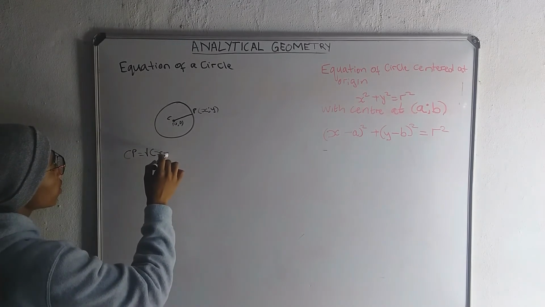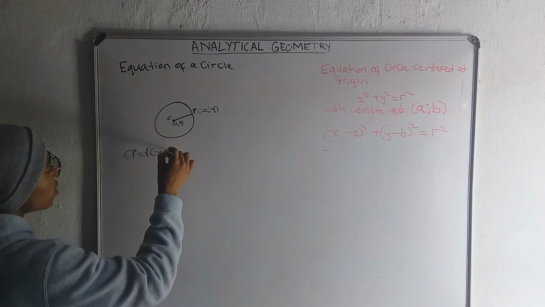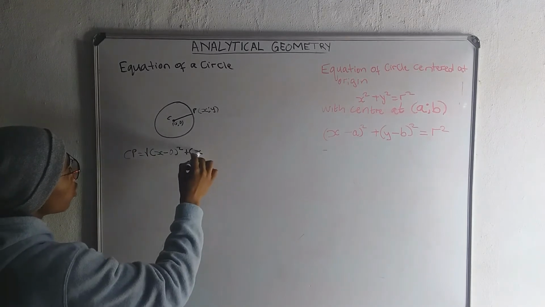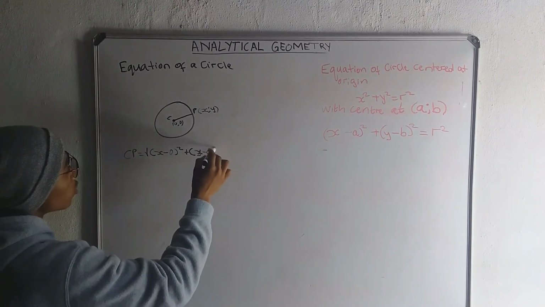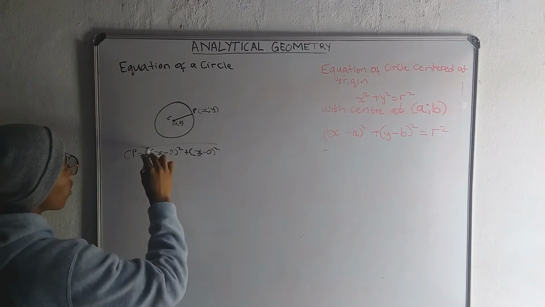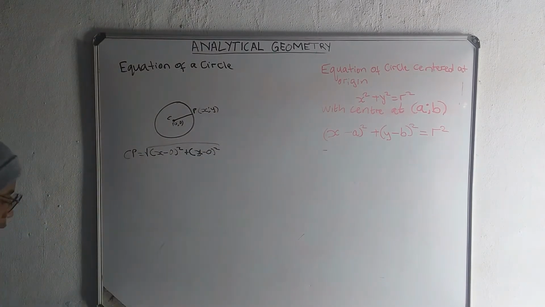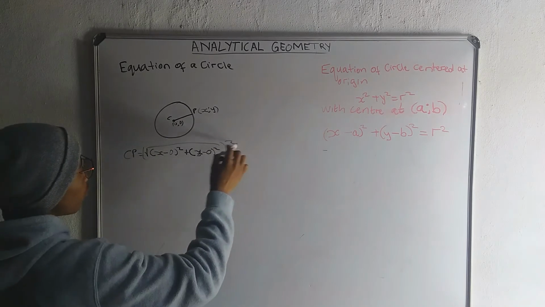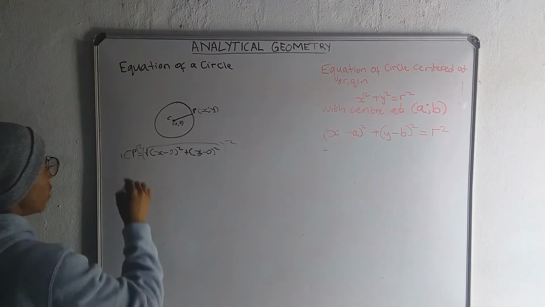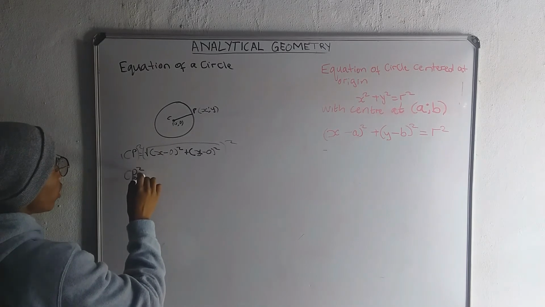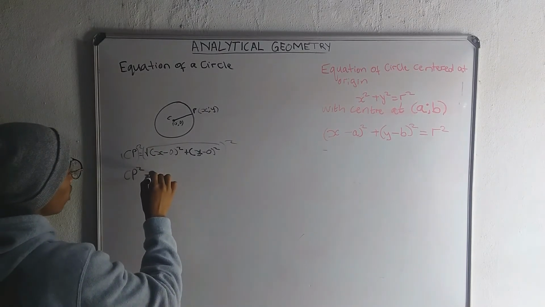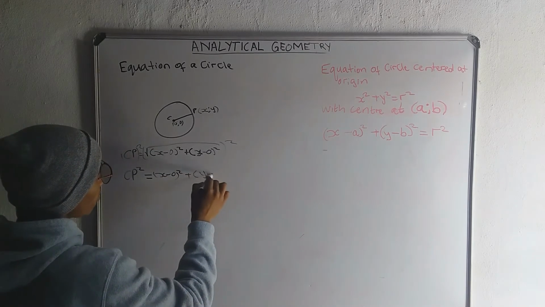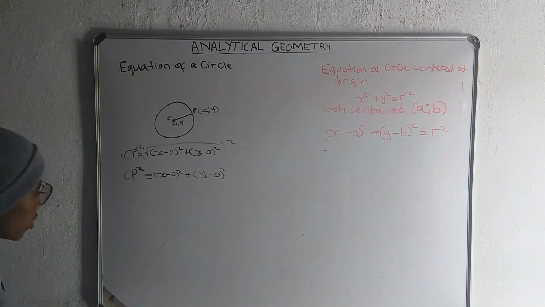(x minus 0) squared plus (y minus 0) squared. So what we do, we get rid of the root. And then how do we do that? We square it, leaving us with CP squared equals (x minus 0) squared plus (y minus 0) squared. This is what it leaves us with.